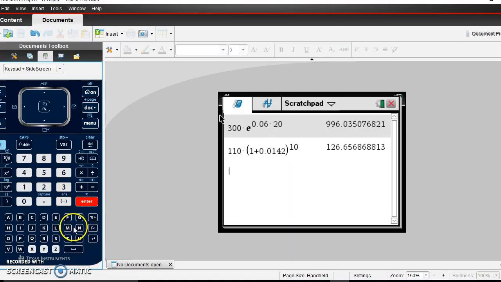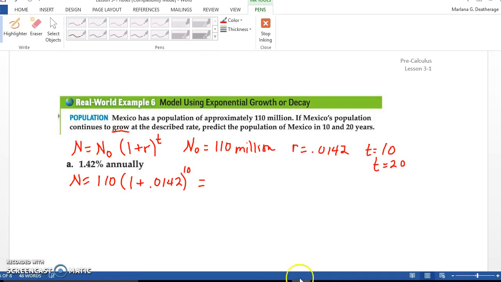So what do we get? Well, what we need to do though is put that in millions. So that'd be 126 million, or 126,656,869. We'd need to round that one. So it would be 126 million 656,869 in 10 years.